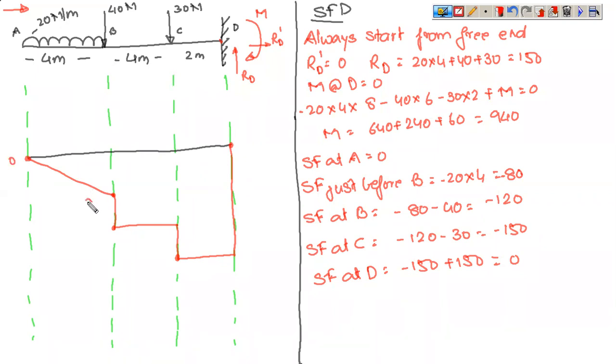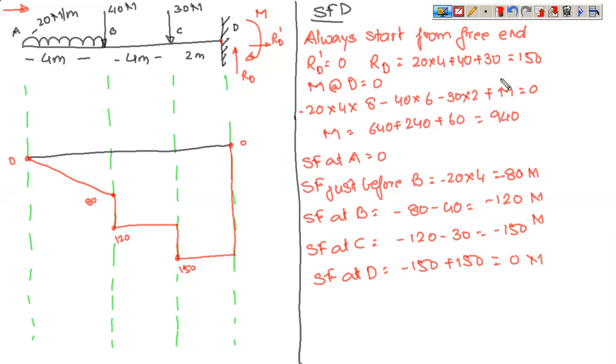This is 0, this is 80, this is 120, this is 150, and this is 0. So you need not write minus here in the diagram because it is self-explanatory that all values lying below the reference line are considered to be negative. You have already written minus here. You just need to write down the units. Units have not been mentioned. So this is your shear force diagram.